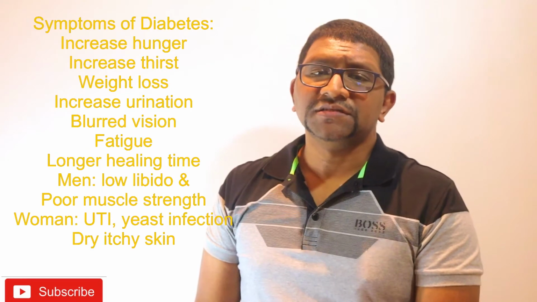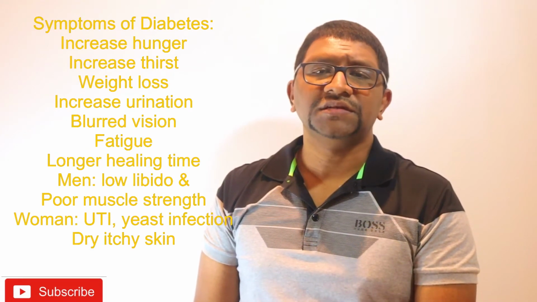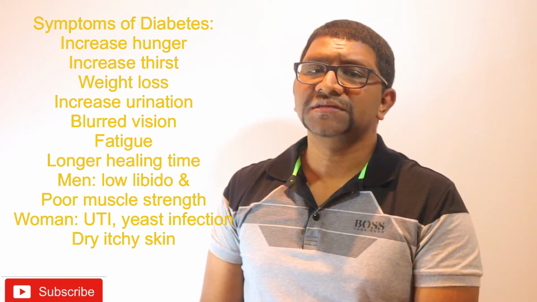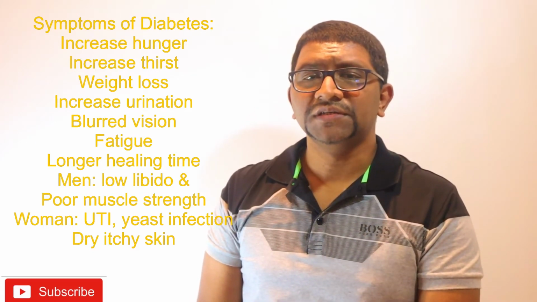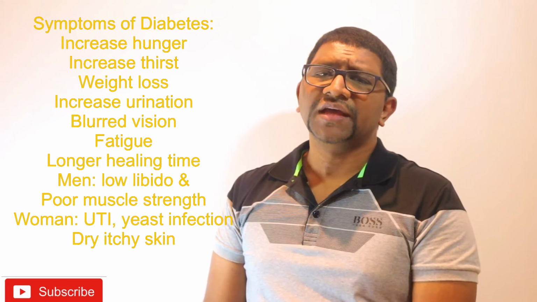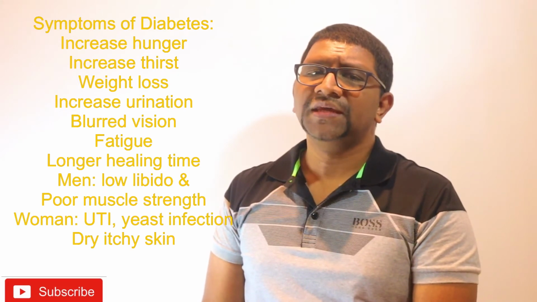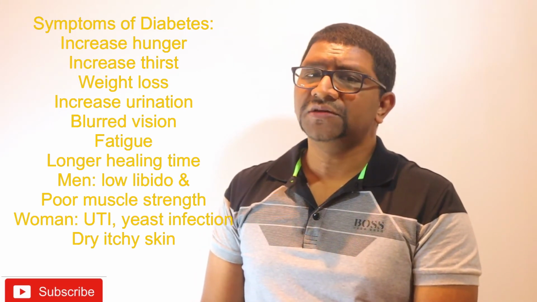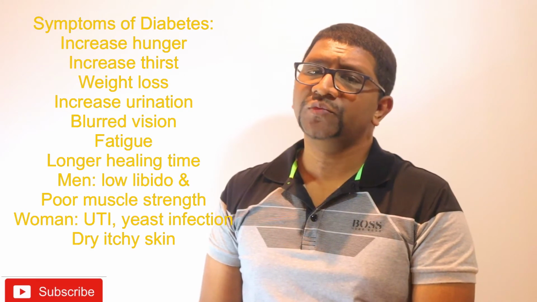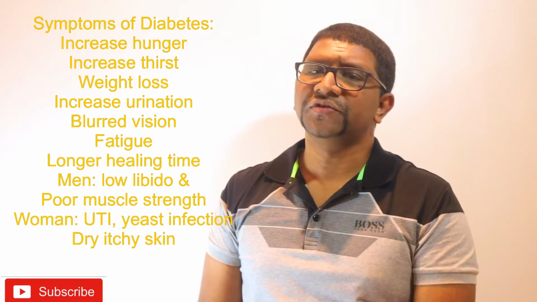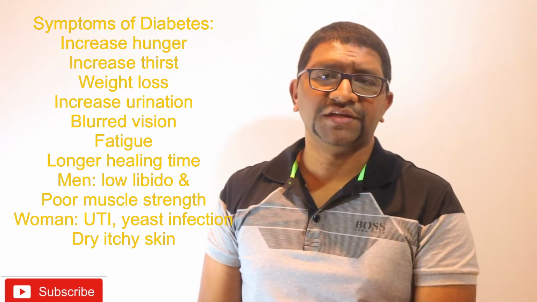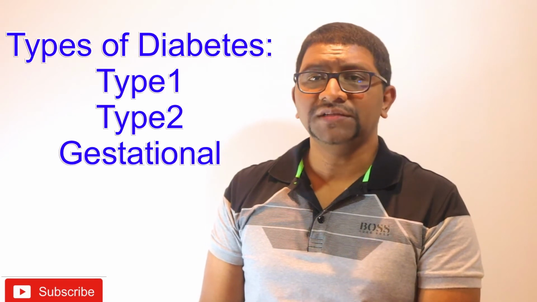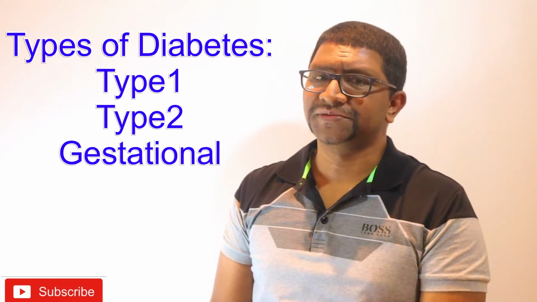Symptoms of diabetes are increased hunger and thirst, weight loss, increase in frequency of urination, blurred vision, extreme fatigue, and sores that take long to heal. In men, low libido and poor muscle strength, and in women, increased occurrences of urinary tract infections, yeast infections, and dry itchy skin. There are different types of diabetes, namely type 1, type 2, and gestational.